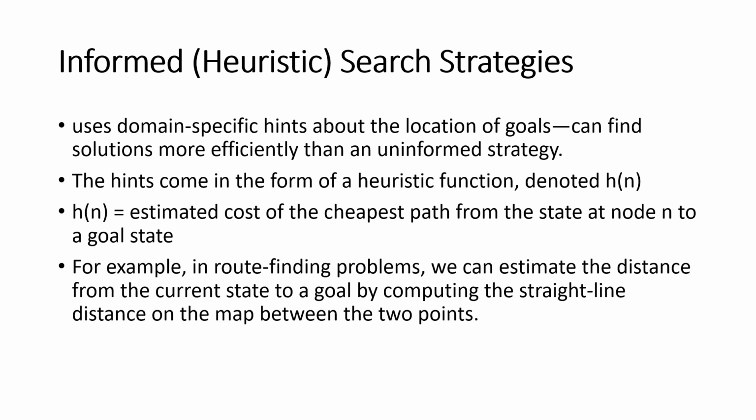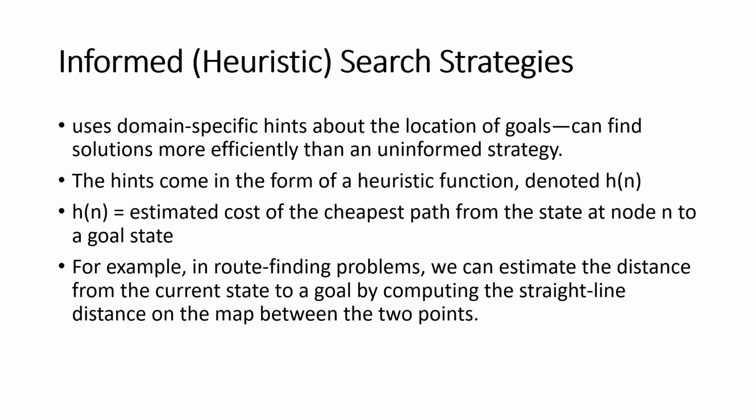So we begin with a real world problem. If we are using Google Maps to go from hostel to railway station, will we randomly try all the nodes? No, right? So we should have some information about the routes. In the case of informed search strategies, it uses domain-specific hints about the location of goals and can find solutions more effectively than an uninformed search strategy.